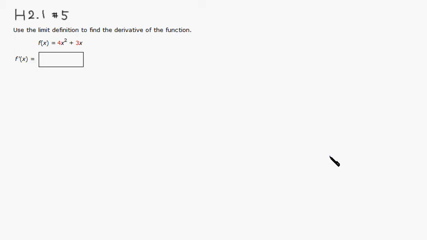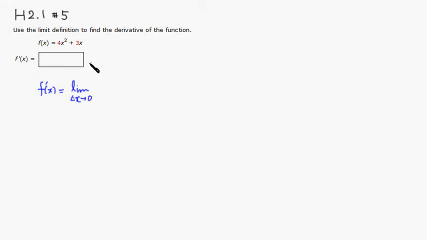Okay, let's look at homework 2.1 number 5. Again, we need to use the limit definition to find the derivative. So let's do that. We want to find f prime of x. And again, the definition is the limit as delta x approaches 0.